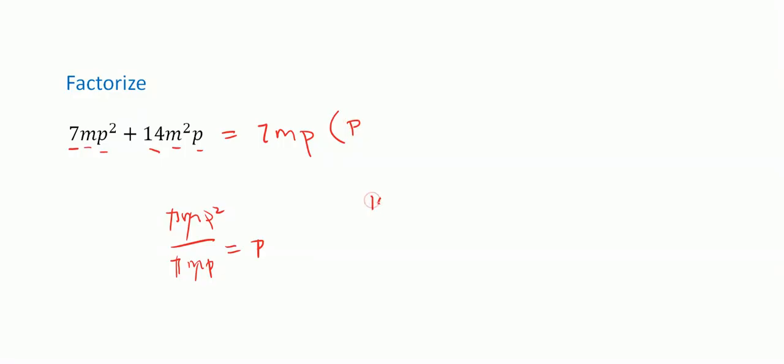To get the other term, it will be 14m squared p over 7mp. So the p's will cancel. The 7 will go into 14 2 times, and the m would go into m squared m times. So it'll be p plus 2m inside the brackets.